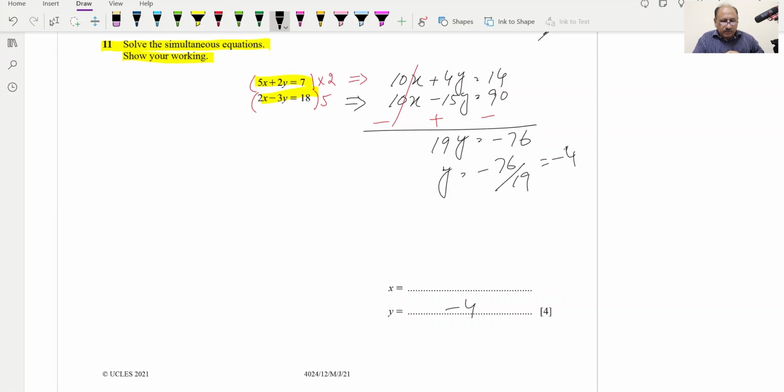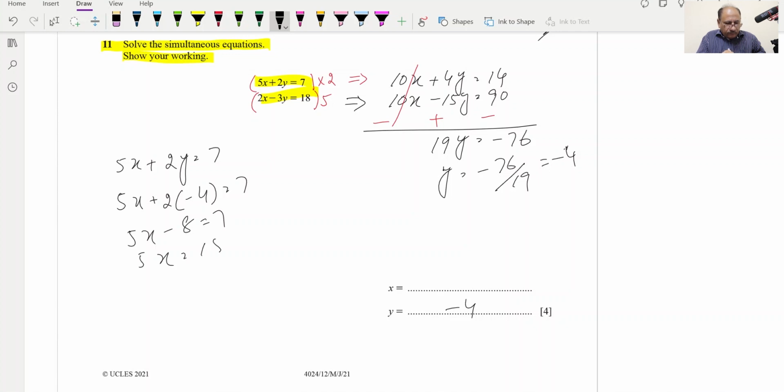Now this value we can replace in any of these two equations. I'm replacing in equation 1. So 5x plus 2y is equal to 7. So 5x plus 2 into minus 4 is equal to 7. So it will be 5x minus 8 is equal to 7. So 5x is equal to 15, or we can write 7 plus 8, which is equal to 15.